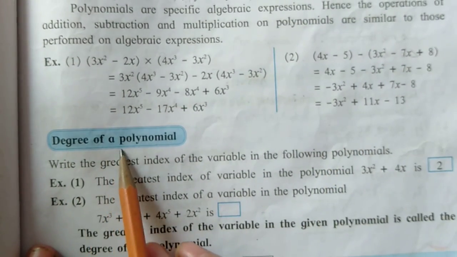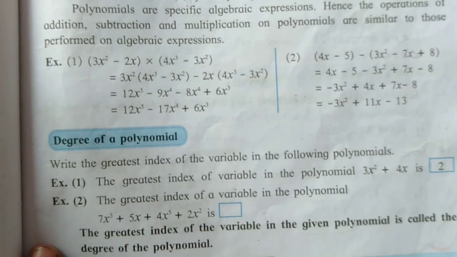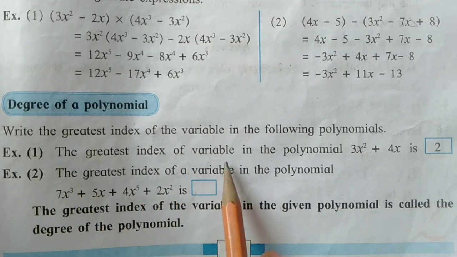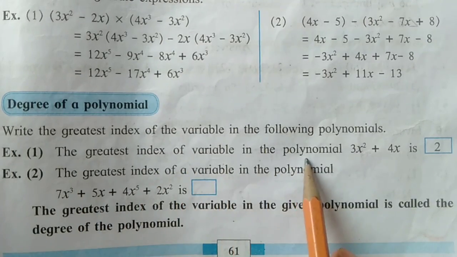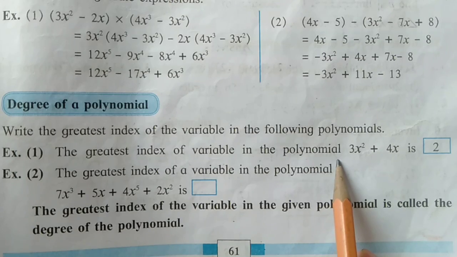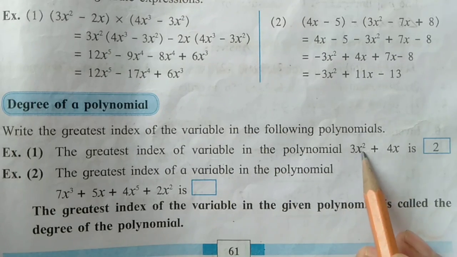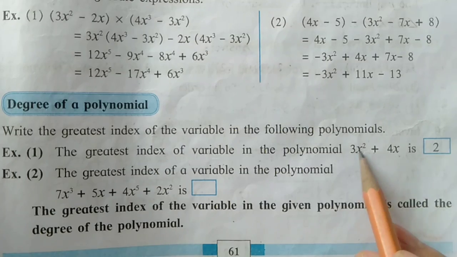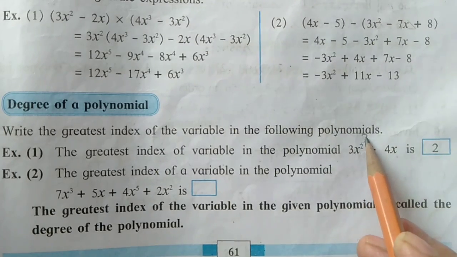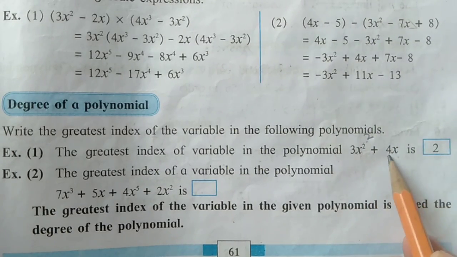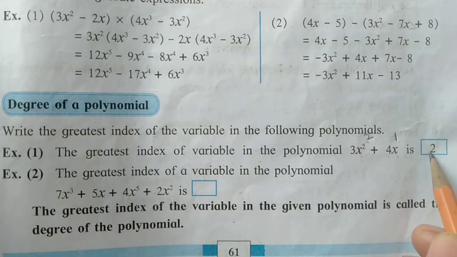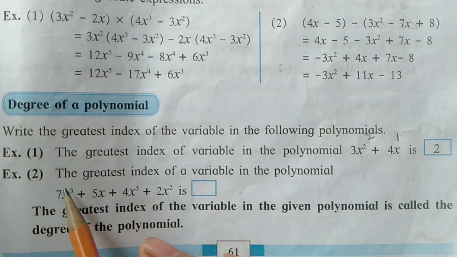Next is the degree of polynomial. See the solved example here. The greatest index of the variable in the polynomial. 3x square plus 4x. So the index of the first term is 2 and the index of the second term is 1. So what is greater here? 2. Correct?